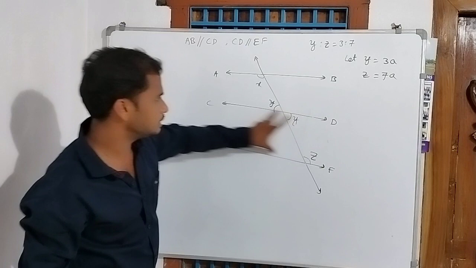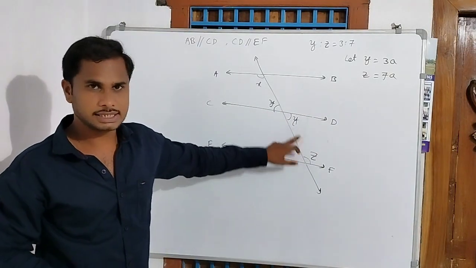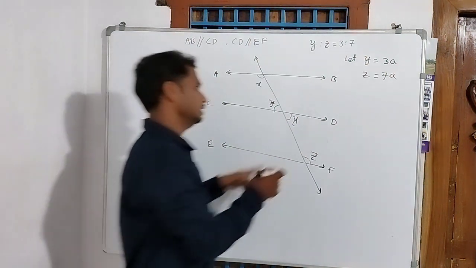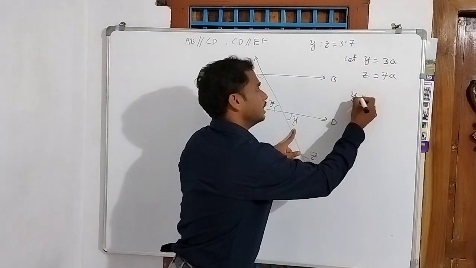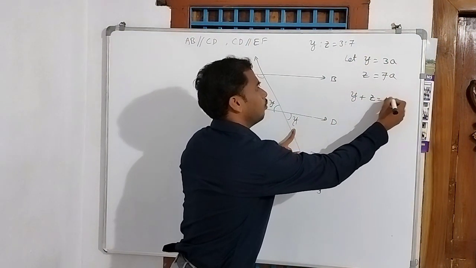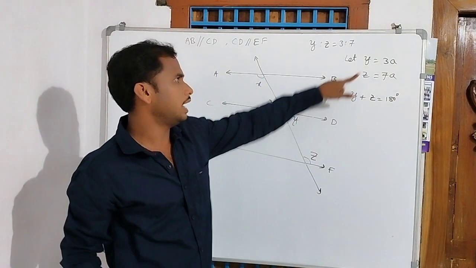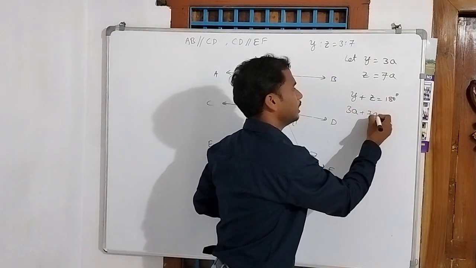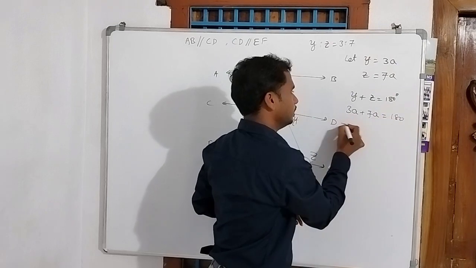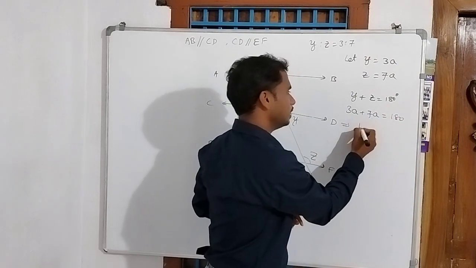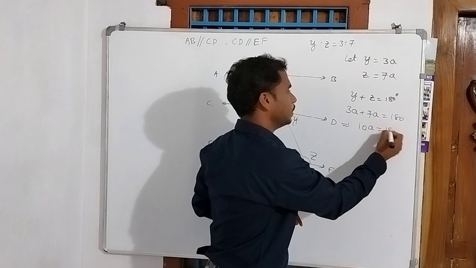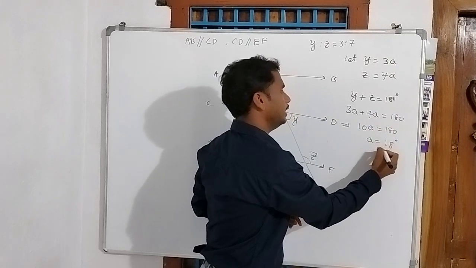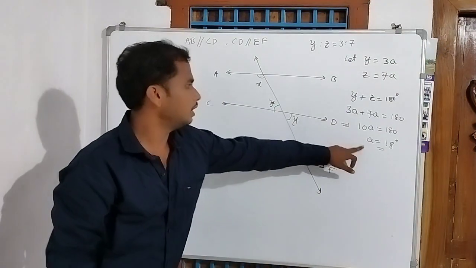We know if two lines are parallel, then the sum of co-interior angles is 180 degrees. That means angle Y plus angle Z is equal to 180 degrees. We know angle Y is 3A and angle Z is 7A, so 3A plus 7A, which is 10A, is equal to 180. Then A is equal to 180 by 10, which is 18 degrees.